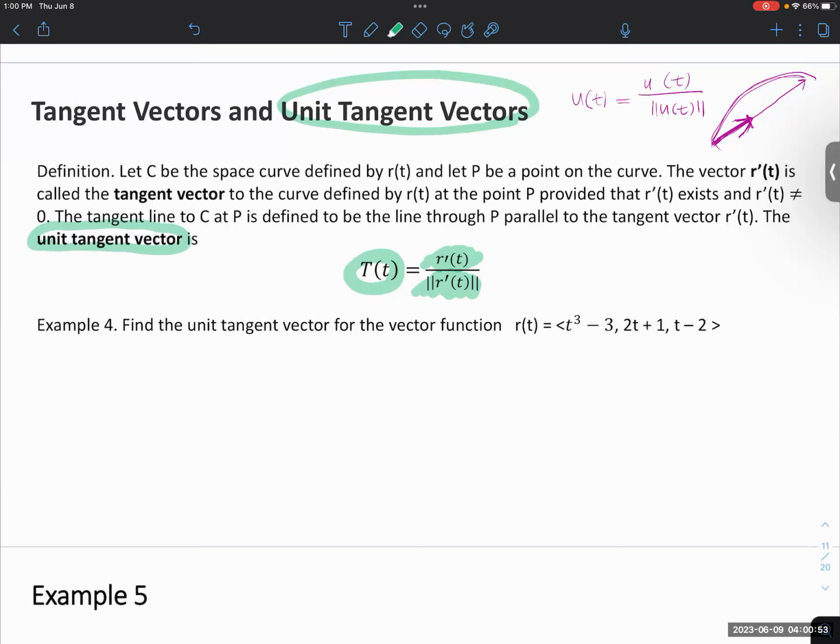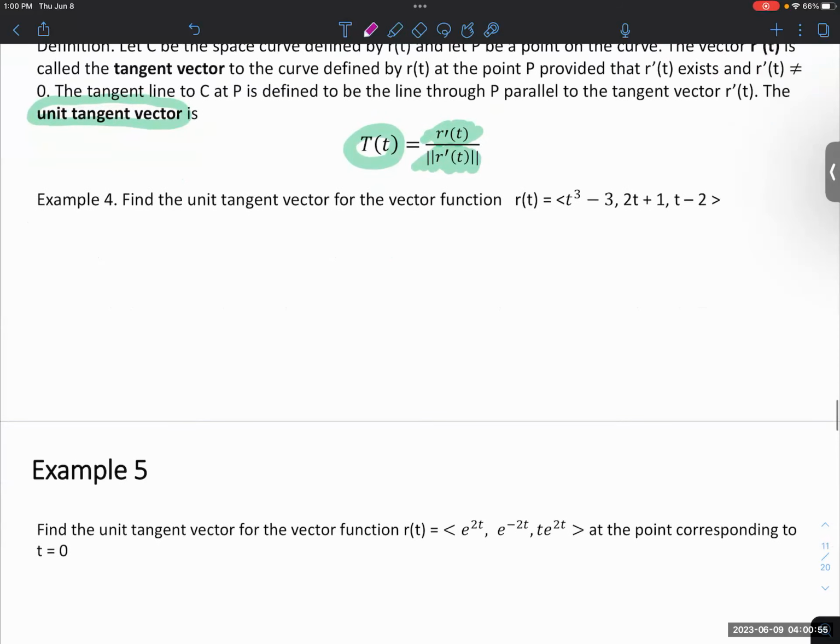Okay, so let's take a look at the example. By using that information, we can find the unit tangent vector. So what are you going to do? You're going to take the derivative. That is going to be 3t squared, 2, 1. And then we can find the magnitude of that derivative of the r vector. It's going to be the radical of 9t to the 4th plus 4 plus 1.